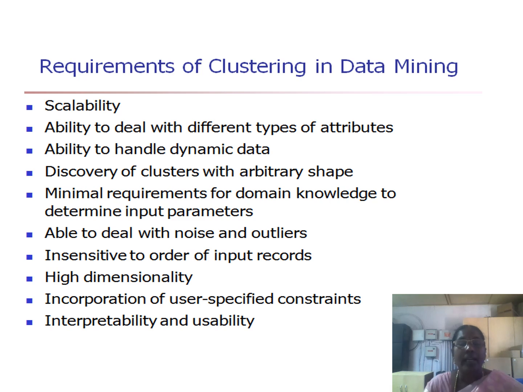Then, discover clusters with arbitrary shape. Normally, spherical-shaped clusters are easy to discover, but for any different shape, how do we handle the classification algorithm to find that shape and classify the data into groups, after this, the clusterings?